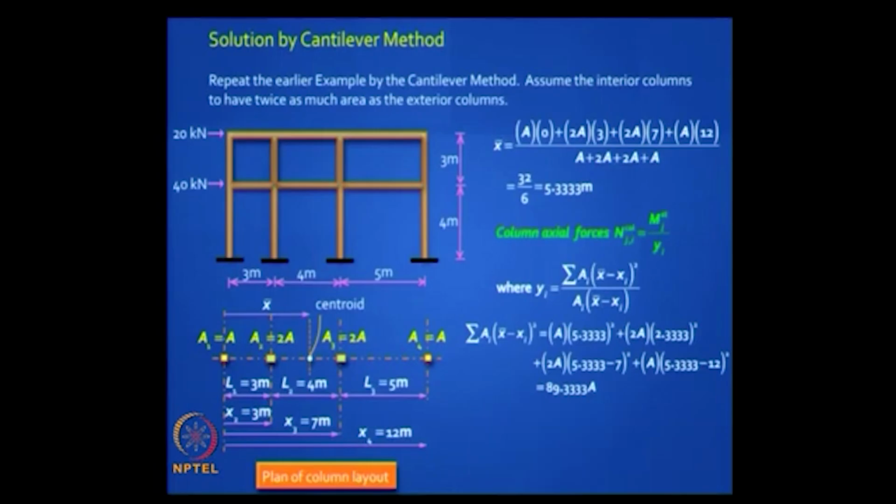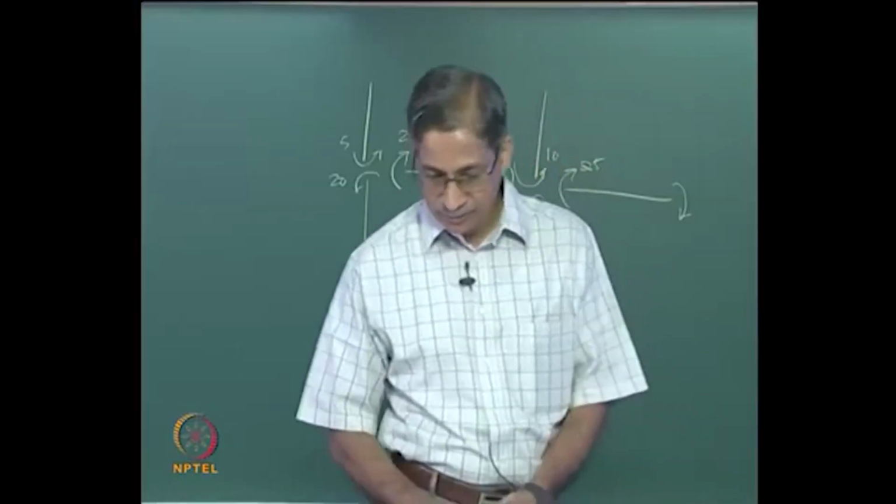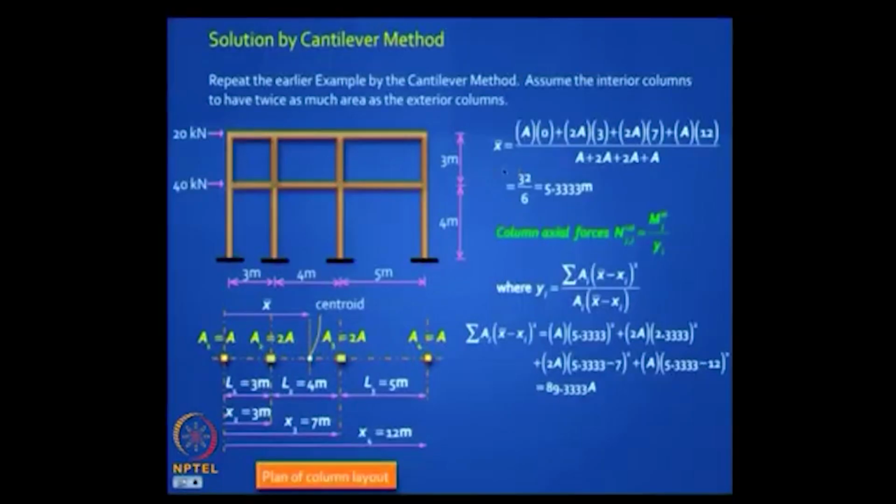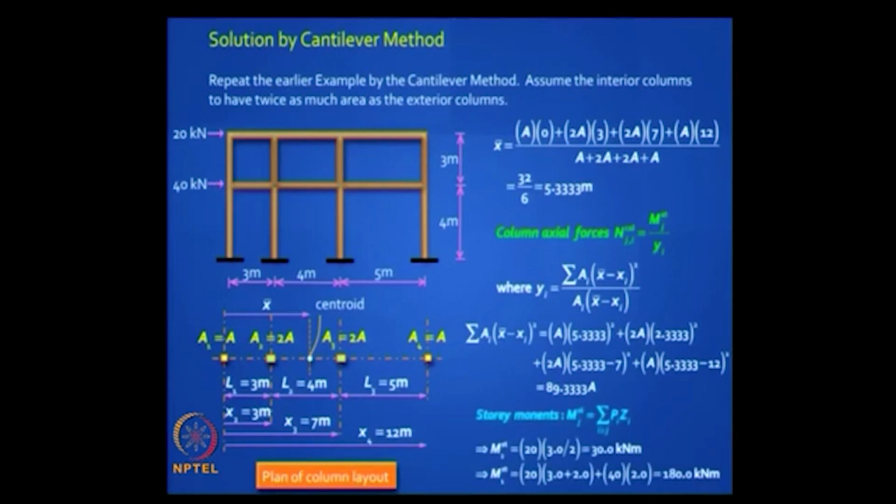Tell me what is the story moment in the top story? 20 into how much? 20 into 1.5 is your story moment. It is like cutting a section at the mid height where there are no local moments, so the total global moment in that second story is 20 into 1.5. What is the story moment in the lower story? 20 into 5 plus 40 into 2, good, that is it. Clear?